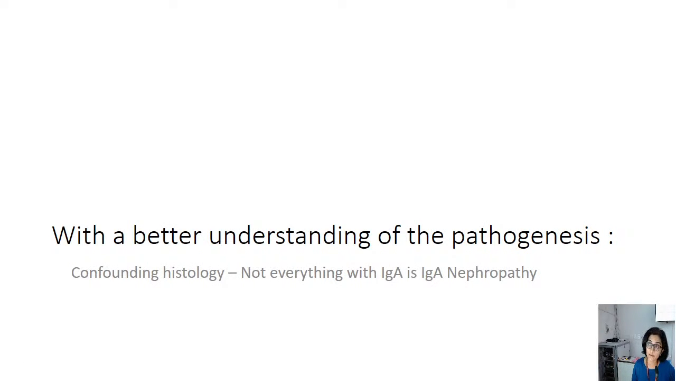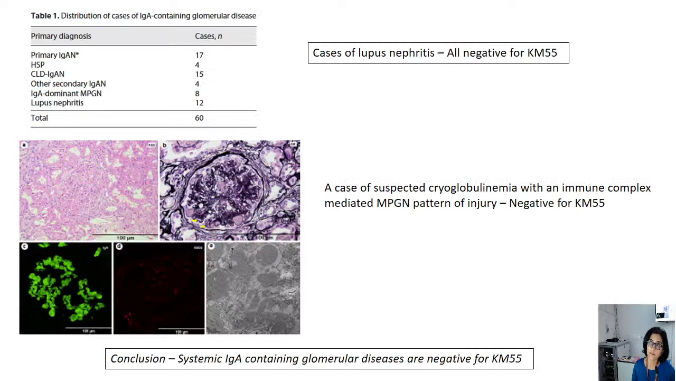Now, the next thing, as we understand the disease better, is confounding histology. As we can see, not everything with IgA is IgA nephropathy, and this can be a major problem when we're coming to diagnosis. But what we saw is that when we stain our lupus nephritis, which we know can show full house with IgA, these are negative for KM55. This is a patient of a suspected cryoglobulinemia. You can see hyaline thrombi, very strongly positive for IgA, negative for KM55, large electron dense deposits on electron microscopy.